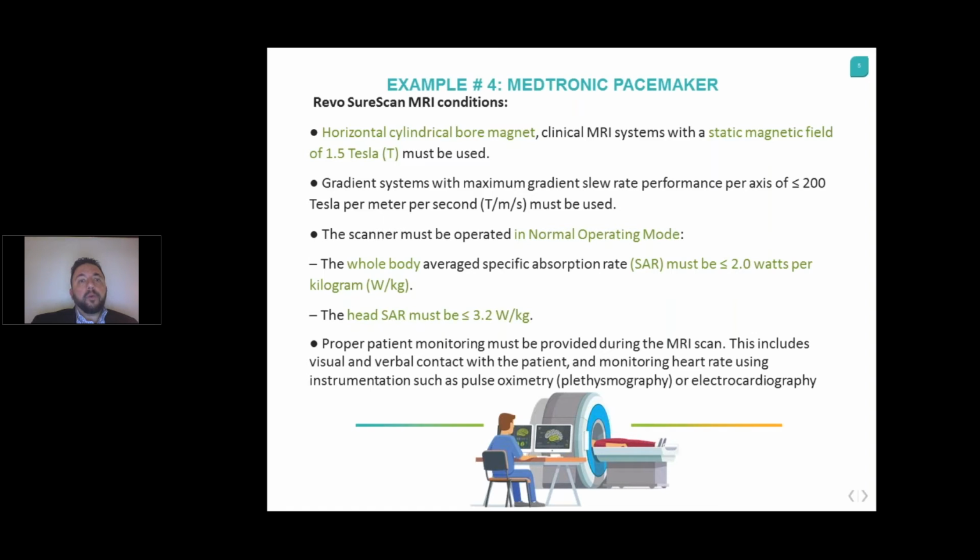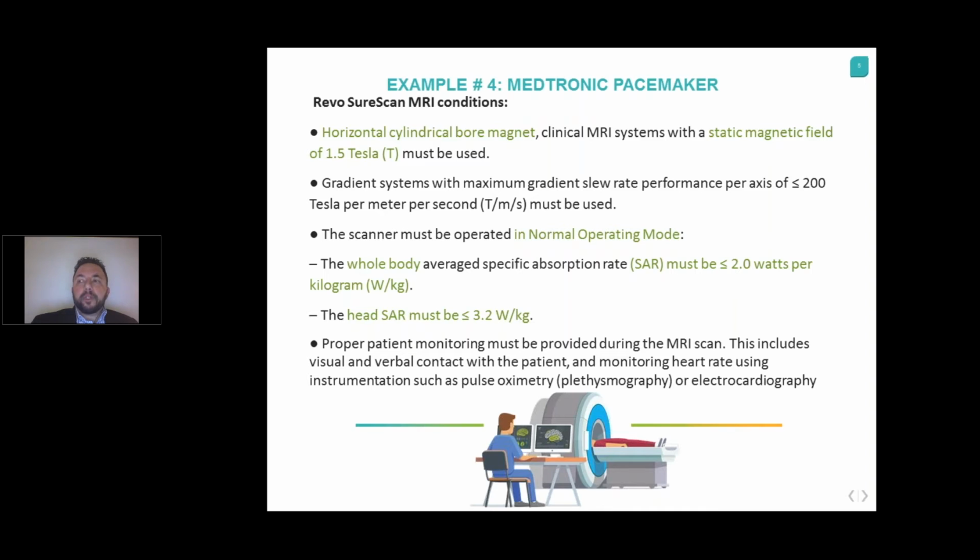And then here, 1.5 Tesla, newer approval been granted to 3 Tesla under certain conditions. Scanner must be operated, again, in normal operating mode, and the SAR has to be maintained at 2 watts per kilogram or less. Head SAR must be kept to less than or equal to 3.2 watts per kilogram.